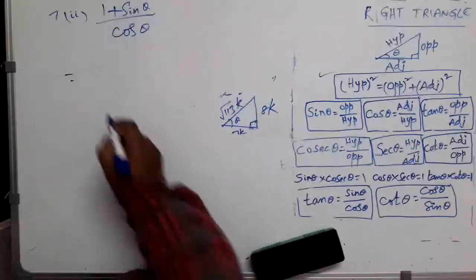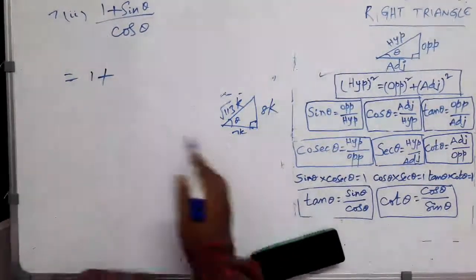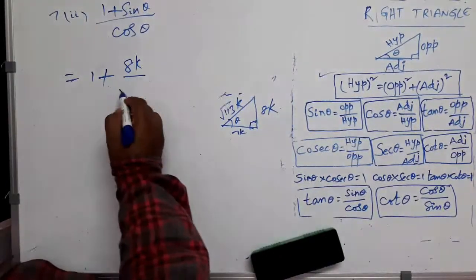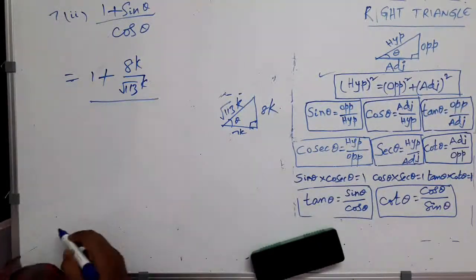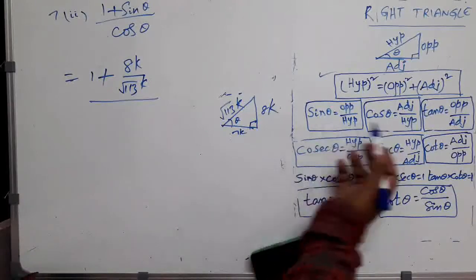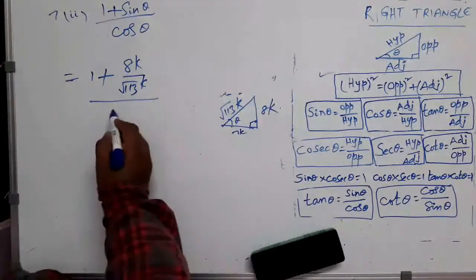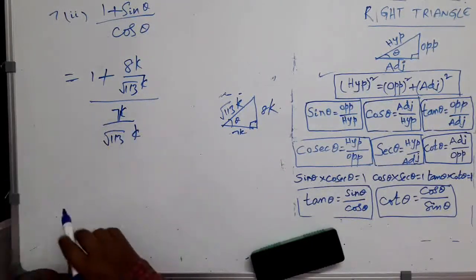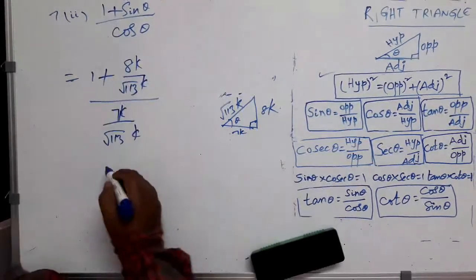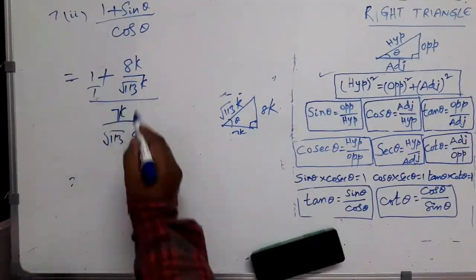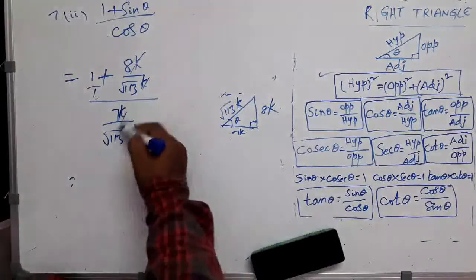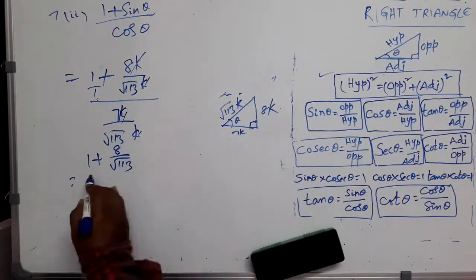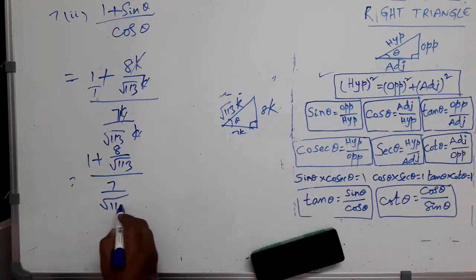Yes, tell me. 1 plus sine theta. What is sine theta? Sine theta is the opposite side by hypotenuse. So 8k divided by root 113k, divided by cos theta. What is cos theta? Adjacent side by hypotenuse, 7k divided by root 113k. Right? Let us simplify further. Here k and k get cancelled, here also k and k get cancelled. So what will be remaining? 1 plus 8 by root 113 divided by 7 by root 113.